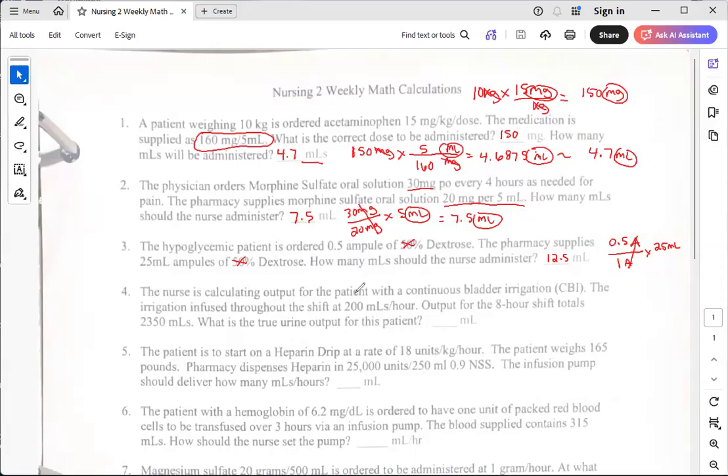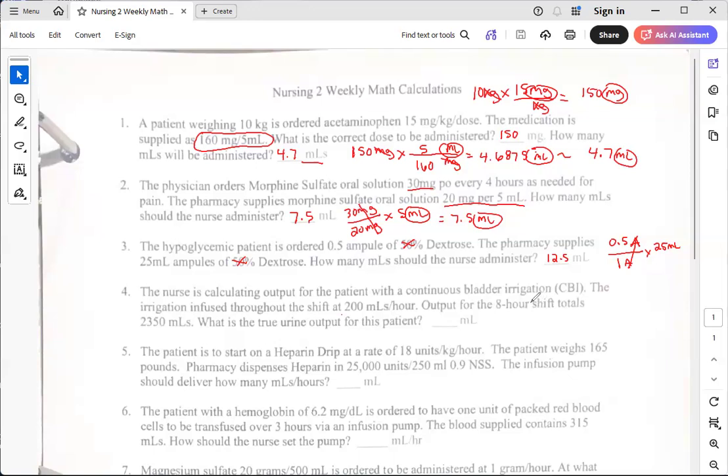Number four, the nurse is calculating output for the patient with a continuous bladder irrigation. The irrigation infused throughout the shift at 200 milliliters per hour. Output for the 8-hour shift totals 2,350 milliliters. What is the true urine output for this patient in milliliters?